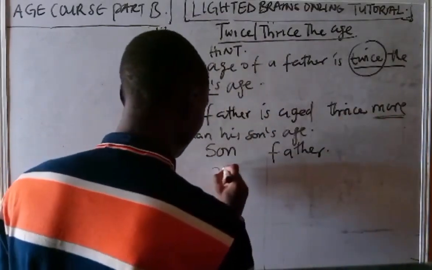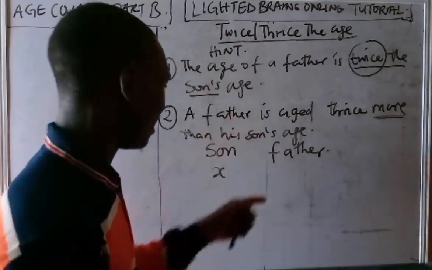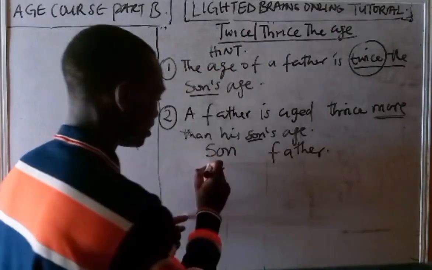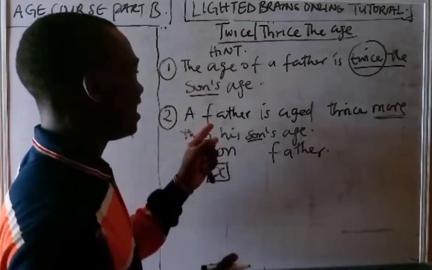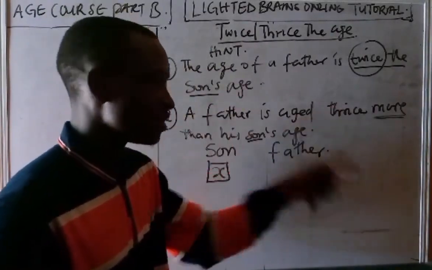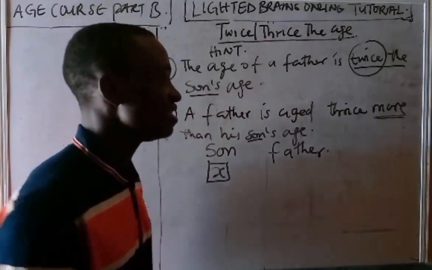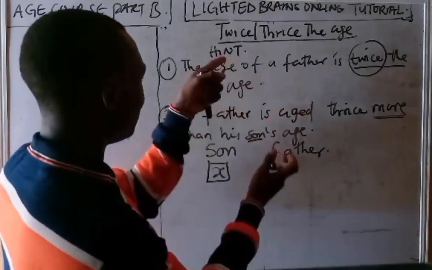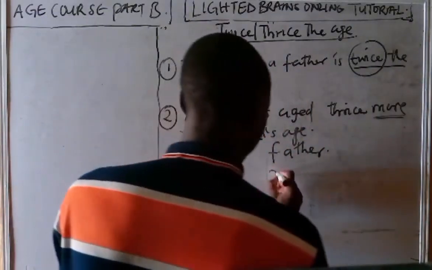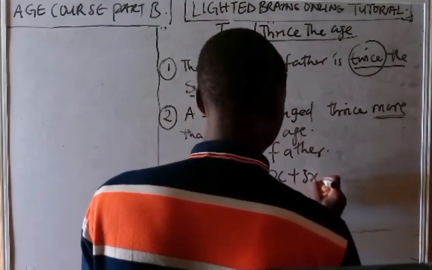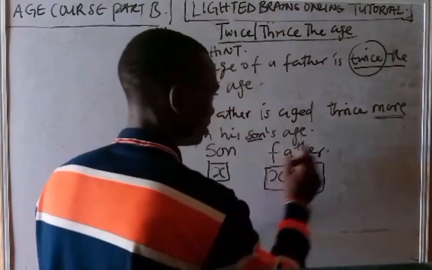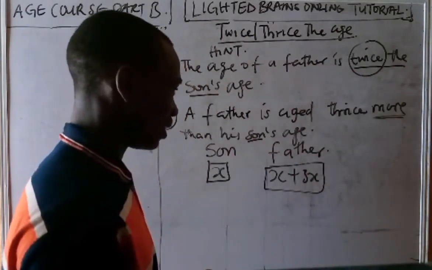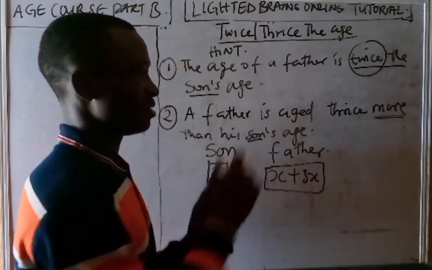The son's age is X, and they say that the father, normally we don't know the son's age, right? So you keep it as what? X. And they say that the father is aged 3 times more than his son's age. This word more was the thing that separated this one and this one. Do you understand? So X plus 3X, that is the meaning of this. 3 times more than his son's age. Do you understand now? So that is the meaning of this statement.